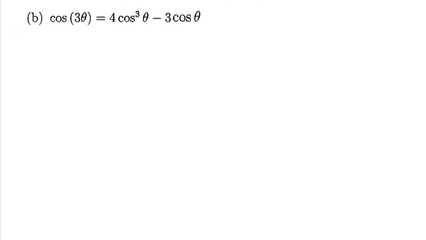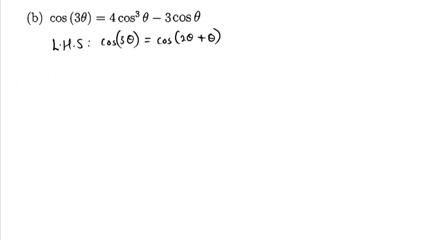So how can we show that cos 3 theta is equal to 4 cos cubed theta minus 3 cos theta? All right, so to start with, we'll work with the left-hand side. So the left-hand side is cos 3 theta. Now this can be split into 2 theta plus theta. 2 theta plus theta is simply 3 theta.